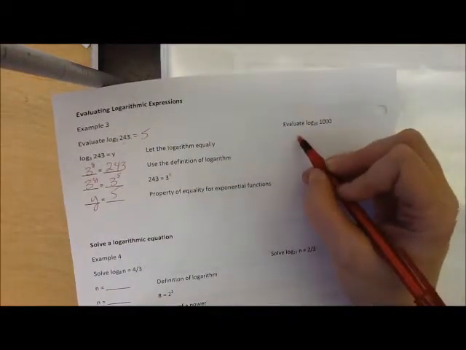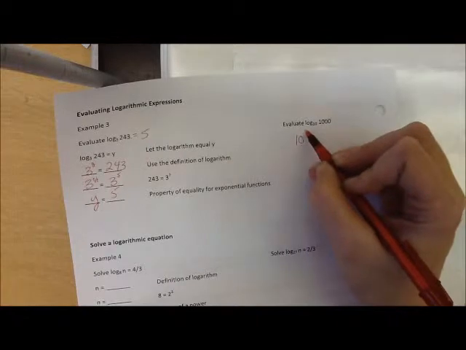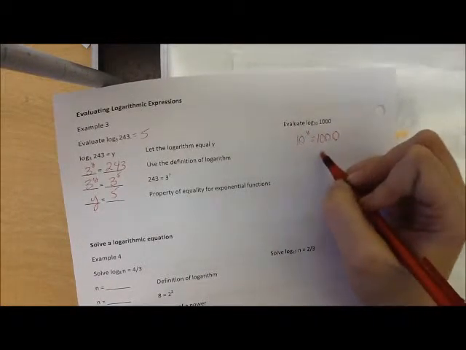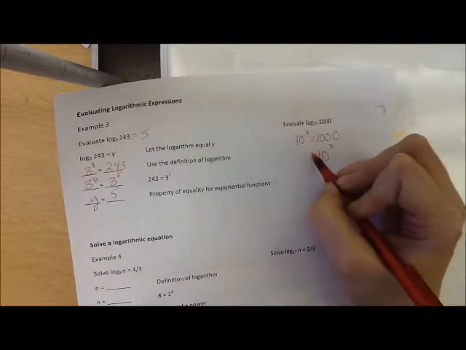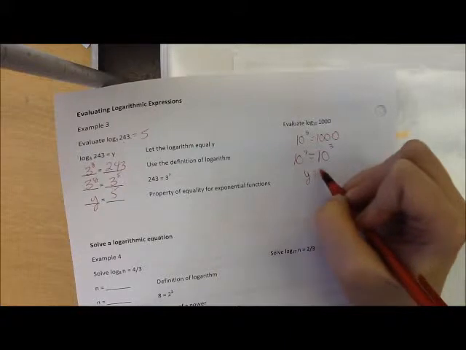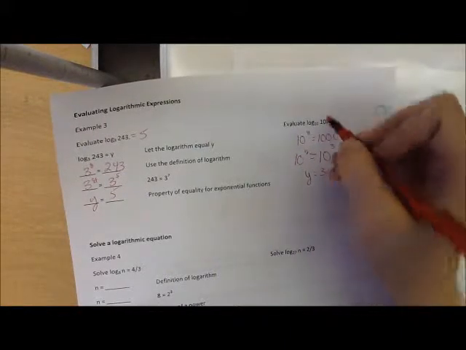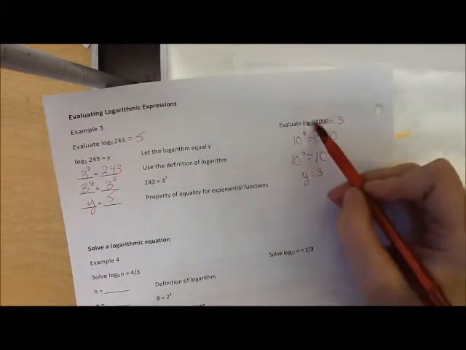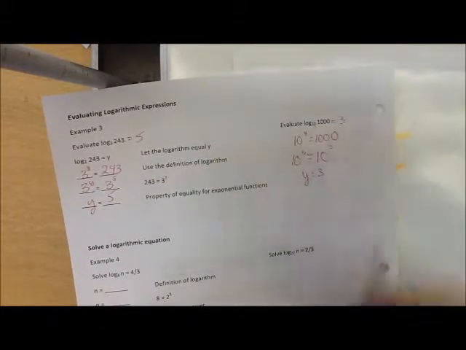Doing the same thing here, we say 10 to the yth power equals 1,000. Well, 1,000 is 10 to the 3rd, so y equals 3. That means log base 10 of 1,000 equals 3. What power do you raise 10 to get 1,000? 3.